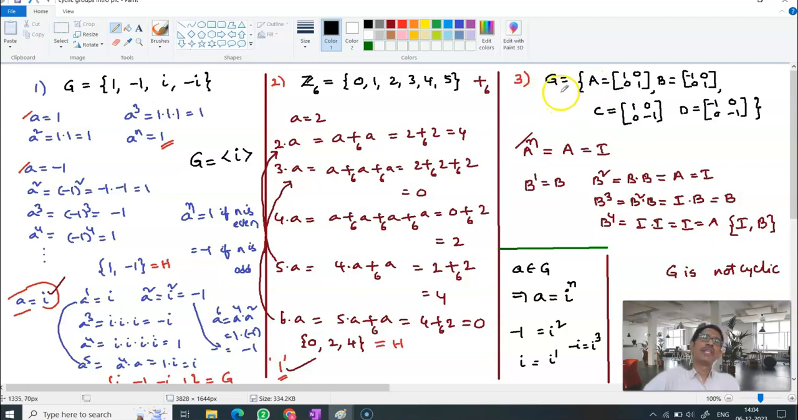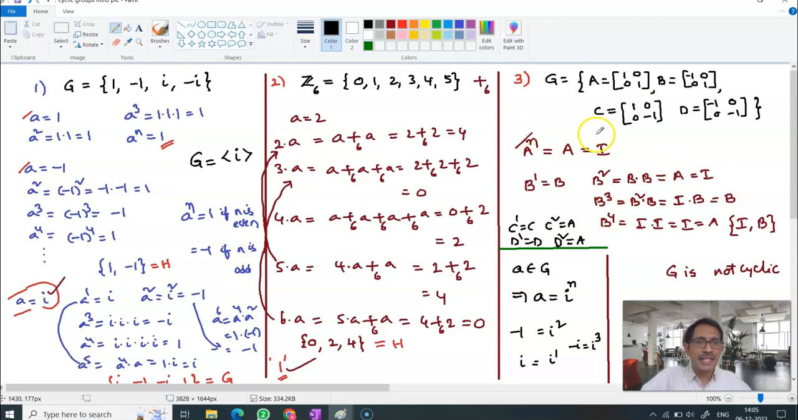If you see the introductory video on cyclic groups, I already explained why this is not a cyclic group, because every element is of order 2. That means, suppose you take B, except identity of course, B power 1 is B, B square is A. Similarly, if you take C, C power 1 is C and C square is A again. D, D power 1 is D and D square is equal to A. So that means each element generates that element and identity, nothing more than that.